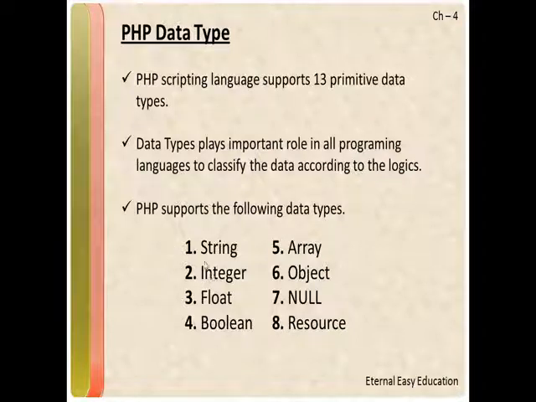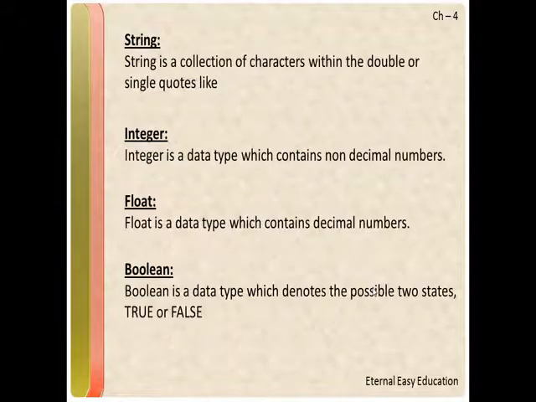Here they have given some data types: string, integer, float, boolean, array, object, null, resource. Some explanations are also given in your book. A string is a collection of characters within double or single quotes. So if I want to store my name or the address, I can use the data type string. Integer is the data type which contains non-decimal numbers, that is whole numbers without decimal points. Float is with the decimal points.